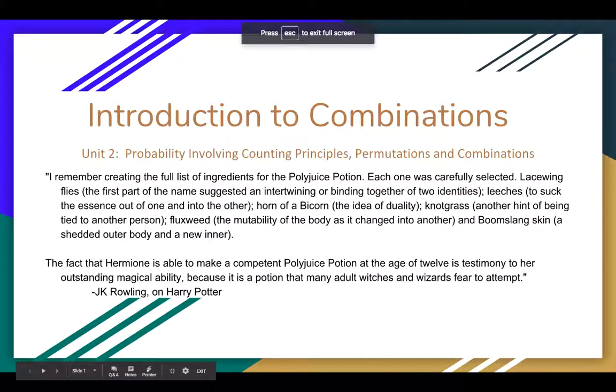Okay, this is the video on introduction to combinations, and there's actually going to be a lot in this video, but we're going to be painting this picture of what a combination is. And this is a really neat idea. It's from Harry Potter, and there's this potion called the Polyjuice Potion, and it's the idea that you've got these ingredients that are very carefully selected.